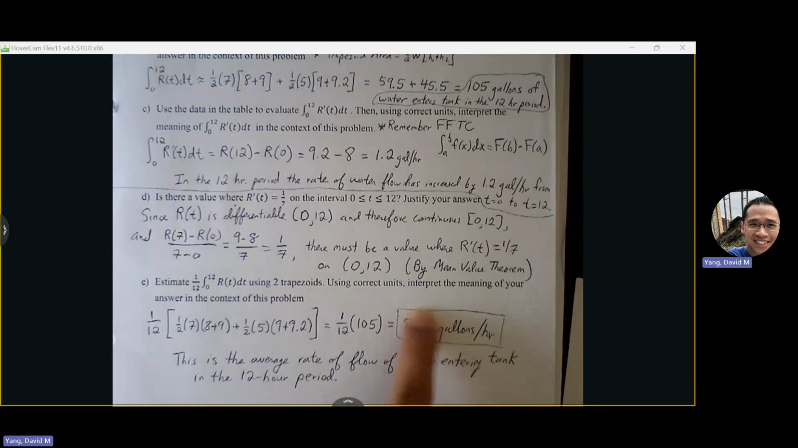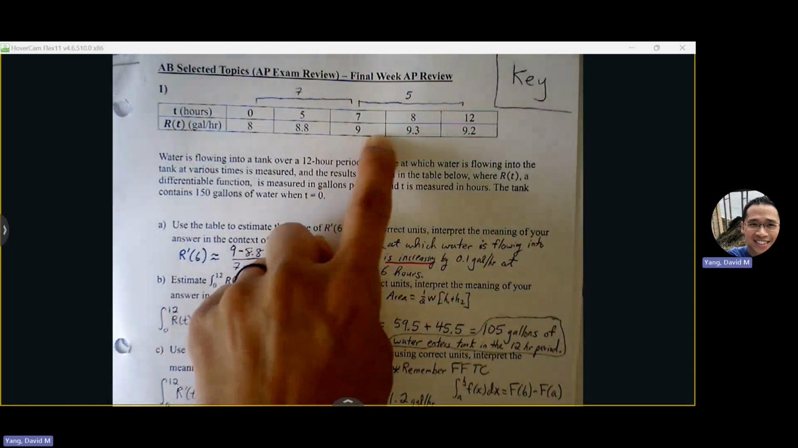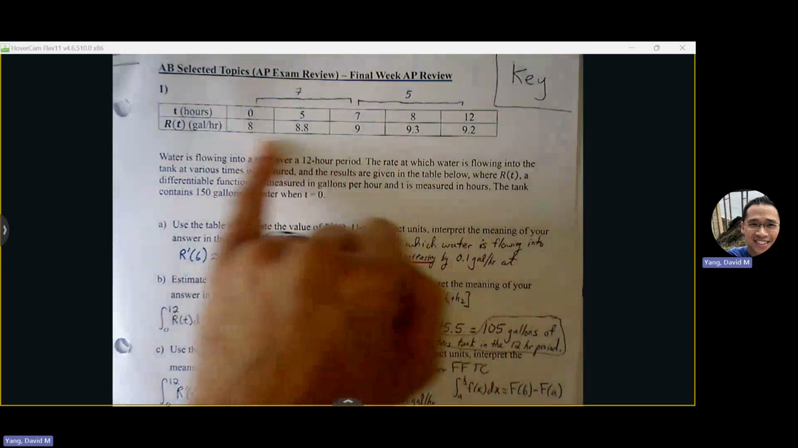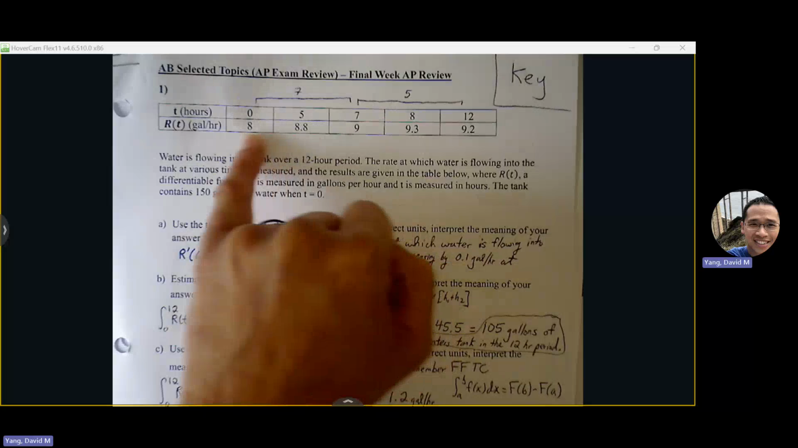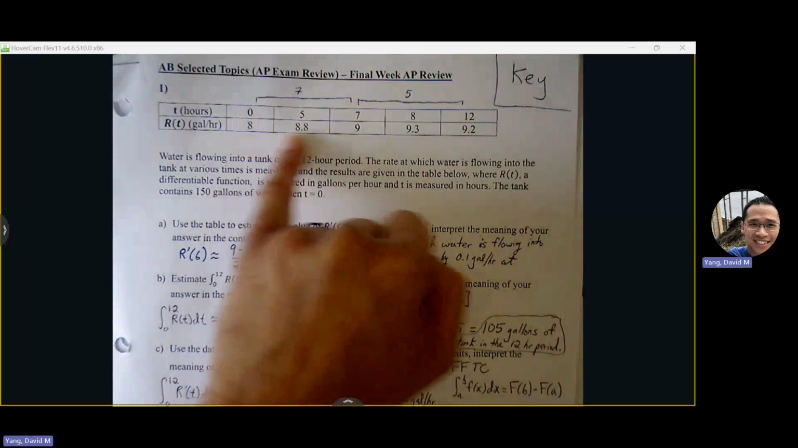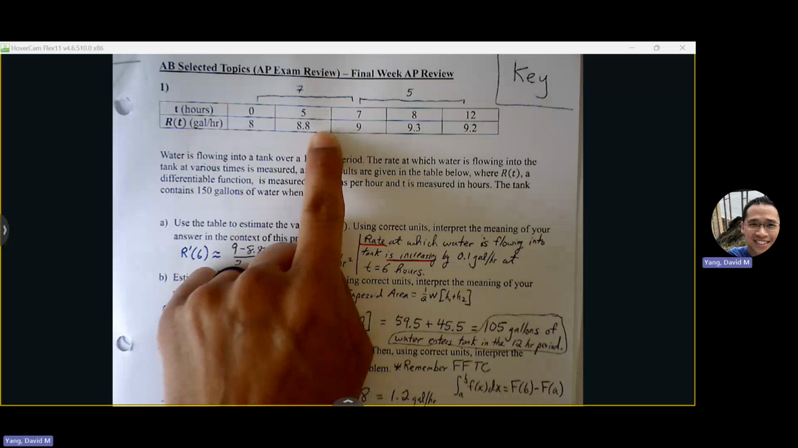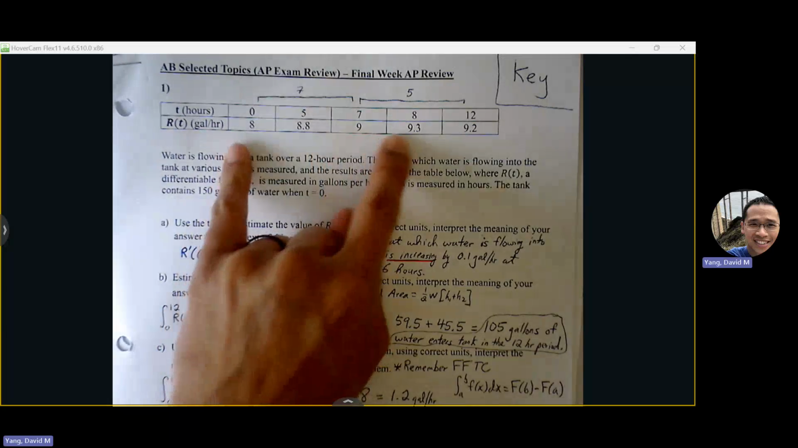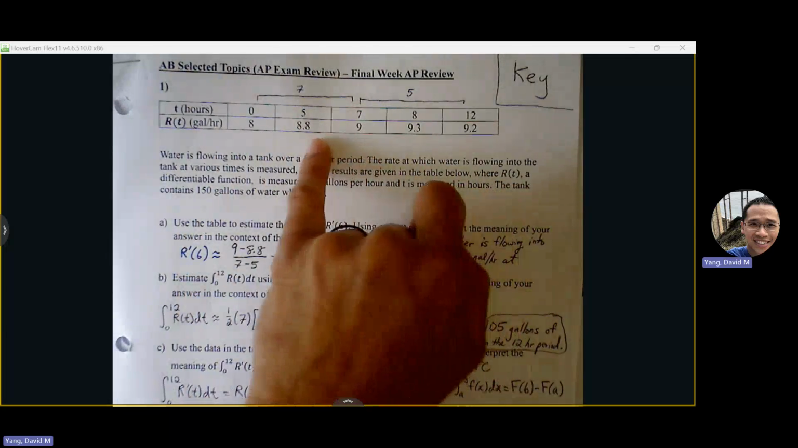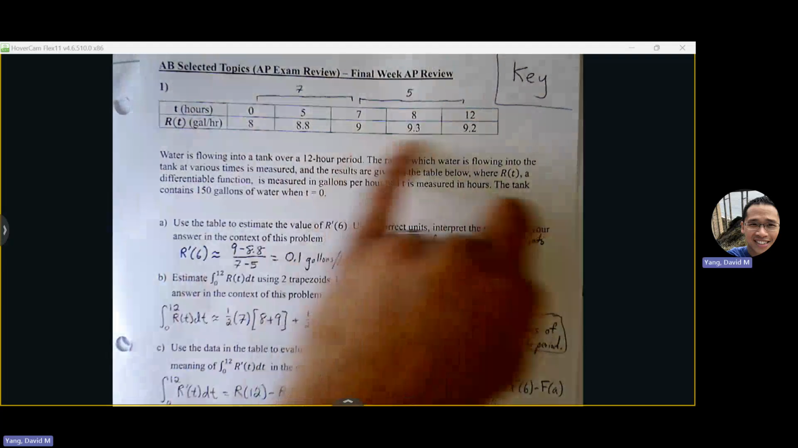And this should make sense because if you look at all your data here, 8, 8.9, 9, 9.3, 9.2. If I were to ask you to give me a ballpark average of all these numbers, you'll probably say something in that upper 8 or lower 9 region, right? Somewhere between 8.8 and 9 is the average between all these numbers. And that should make sense as well.